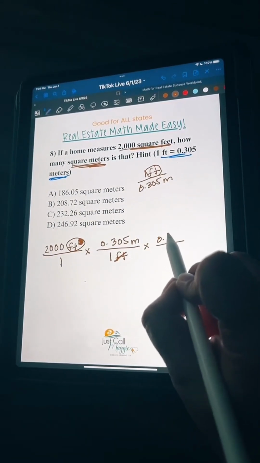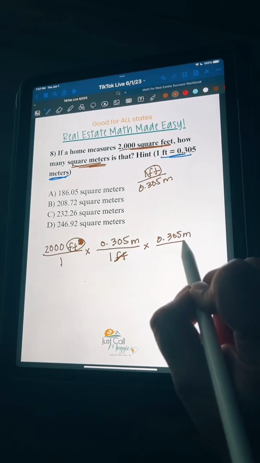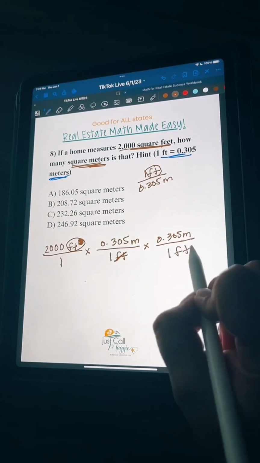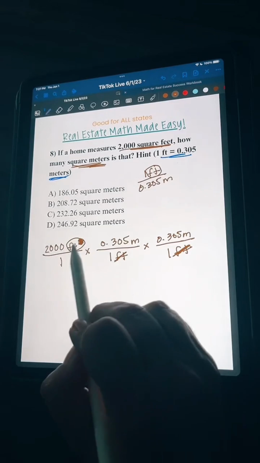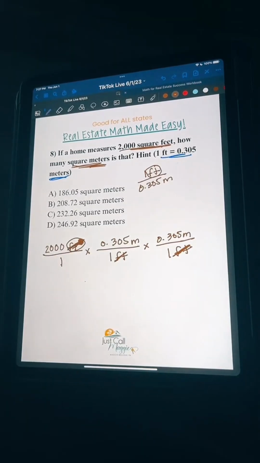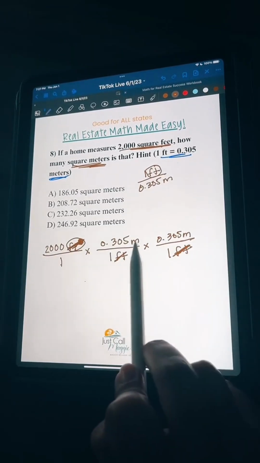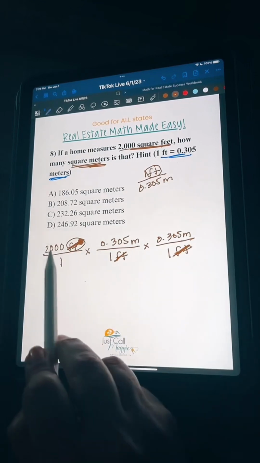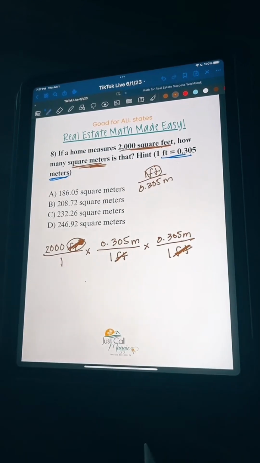Multiply by 0.305 meters and 1 foot here again, so that way this foot cancels and these all cancel. And now look, I have my square meters. So now all I have to do is just multiply these 3.